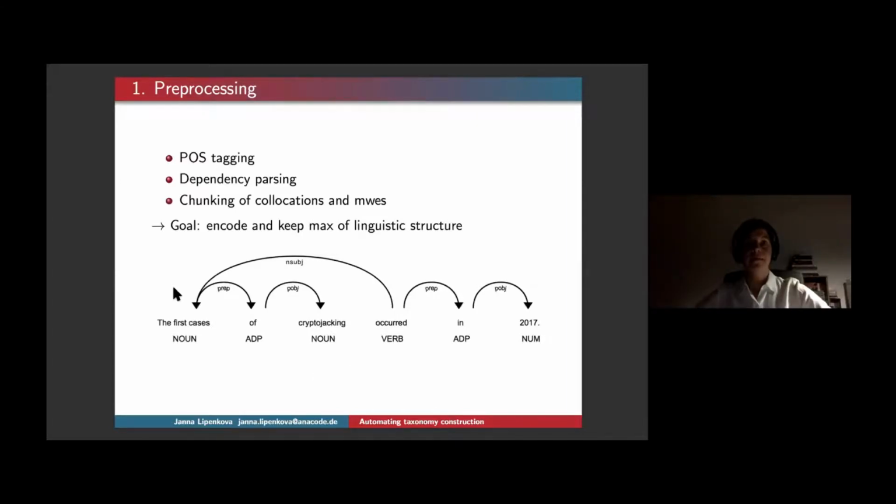Good. For the pre-processing, our general aim for this task, let's say, it's a very linguistically and semantically demanding task, so it's a task that requires a lot of linguistic and semantic information. That's why here we apply POS tagging, we apply dependency parsing, and additionally we also chunk collocations and multi-word expressions. So the goal here is really not to reduce the complexity of the data and to strip as much as possible of the stop words and so on, but rather to encode and also keep a maximum of the linguistic structure and the information in the data.